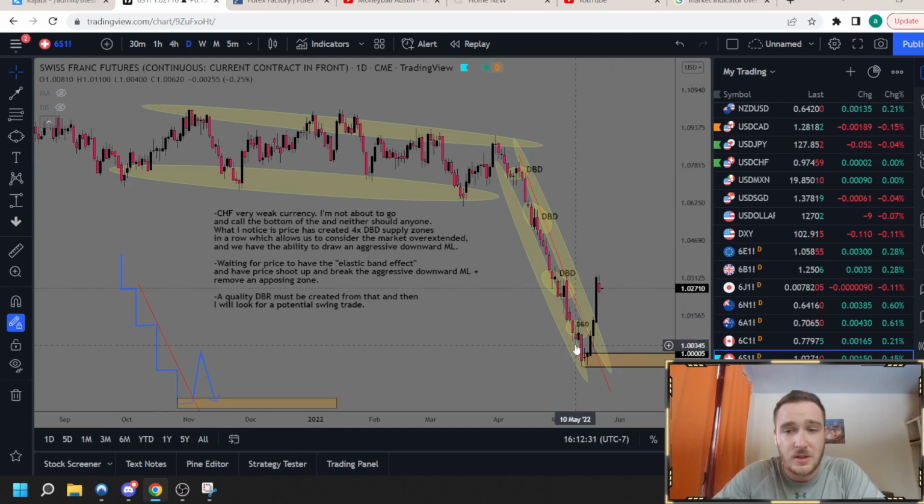Completely different, right? So that's how I identify an overextended market, how I trade them, right? Waiting for the momentum break, opposing zones to be removed, and a very strong quality zone to be created. And then I buy or sell the pullback.